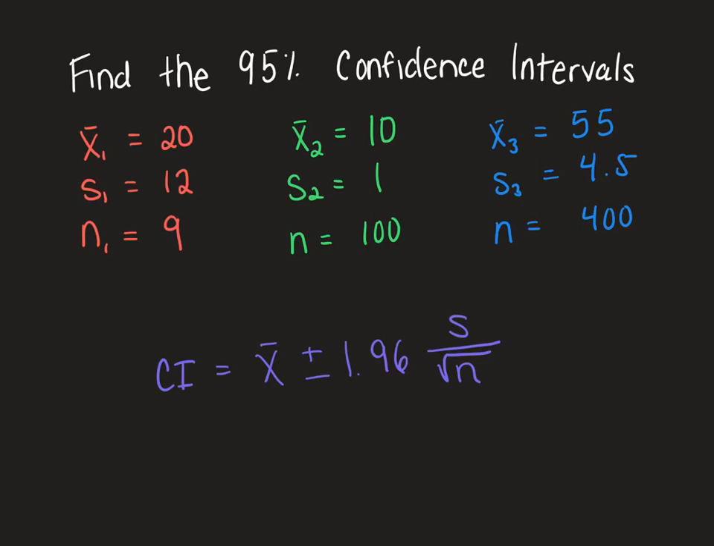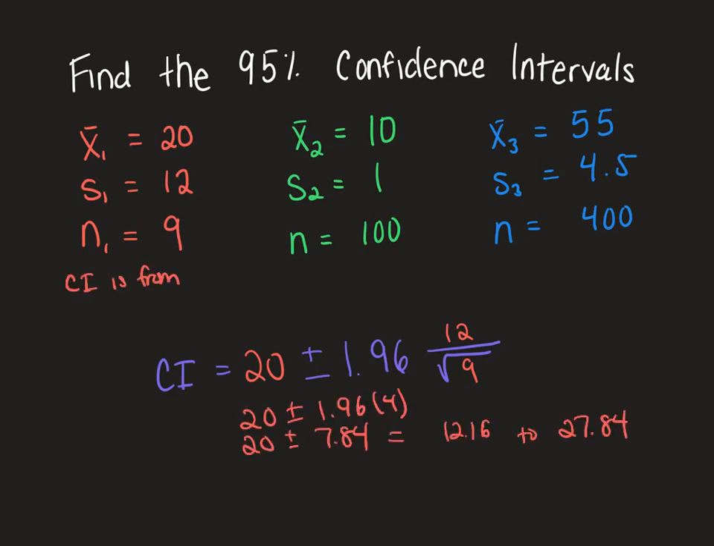Confidence interval is equal to the mean plus or minus 1.96 times standard deviation, which has been divided by the square root of the sample size. For the first one, we need to start by square rooting the 9 to get a 3, then divide the 12 by the 3, which gives us 4. If we carry out our steps, we'll get that the confidence interval for variable 1 ranges from 12.16 to 27.84.